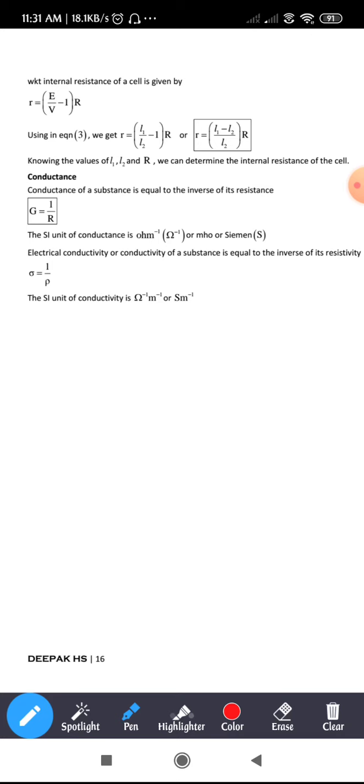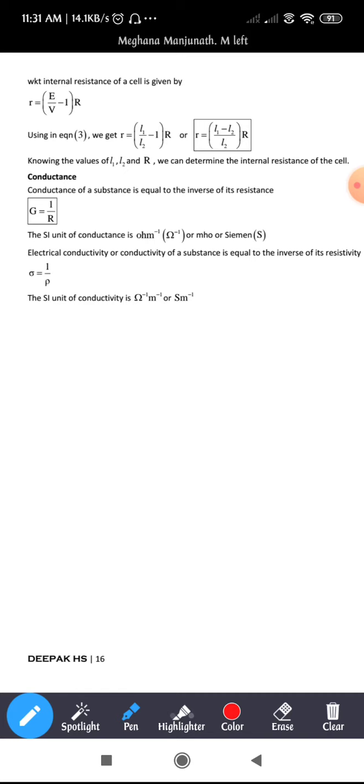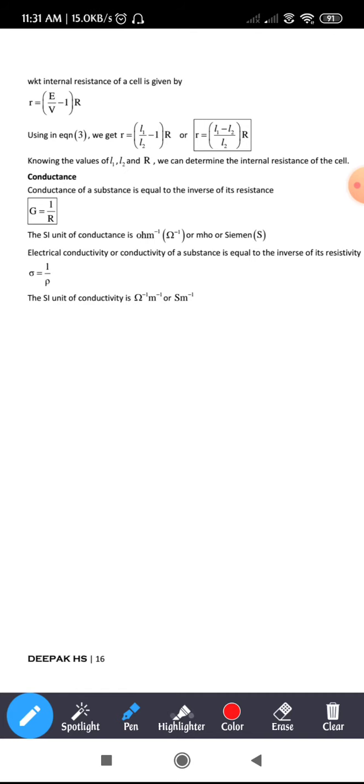Conductivity is denoted by the letter sigma, which is equal to 1 divided by rho. Rho is the resistivity and sigma is the conductivity, and the SI unit of conductivity is per ohm per meter or Siemens per meter.